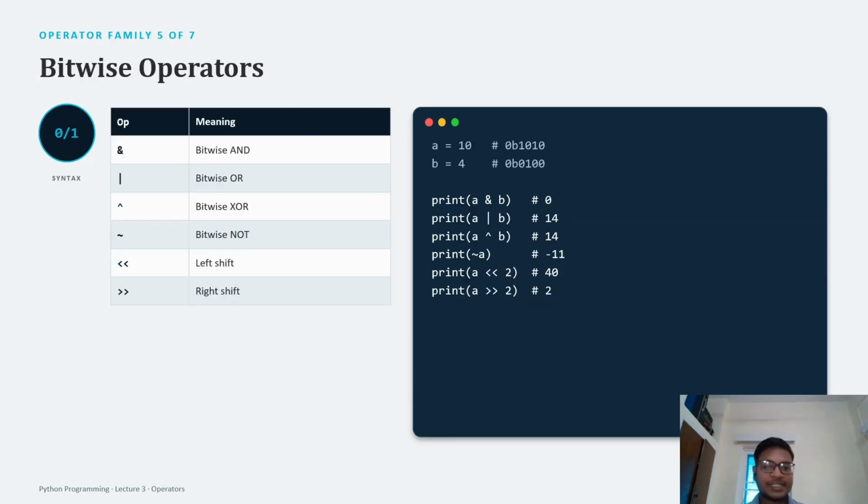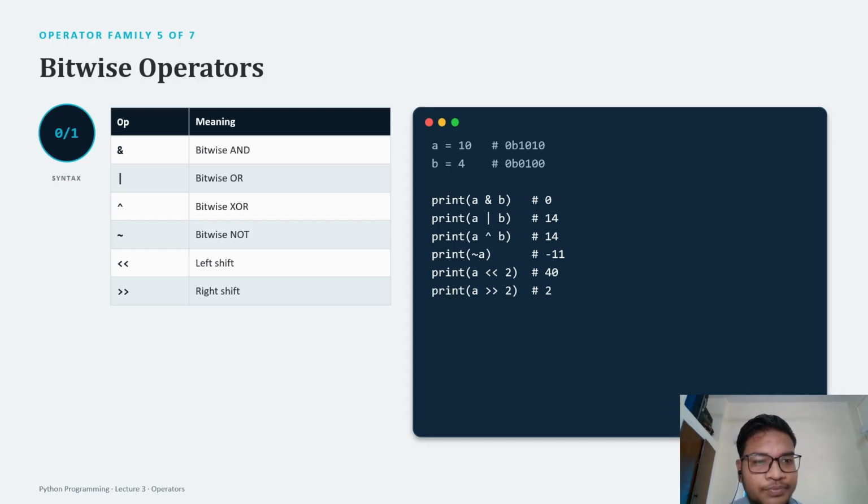So we have six types of bitwise operators: bitwise AND, bitwise OR, bitwise XOR, bitwise NOT, left shift, and right shift. What does it mean? I think you don't understand it yet, but let's do it practically, then you will clearly understand it.